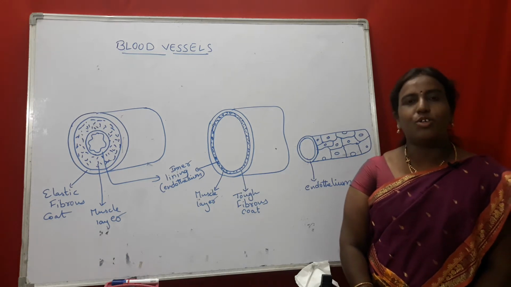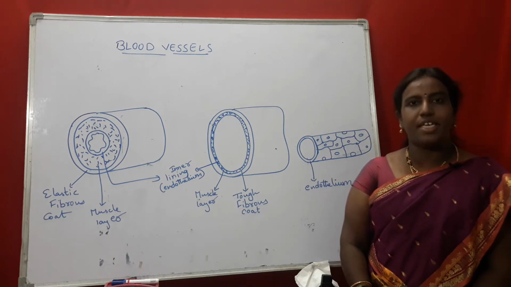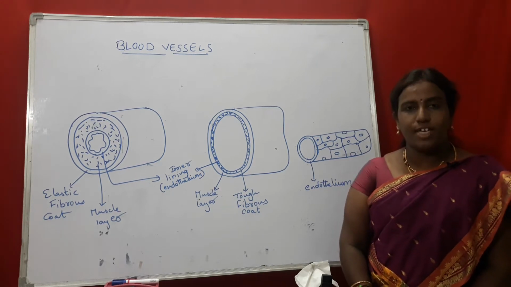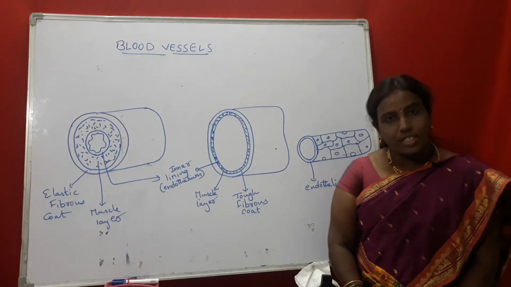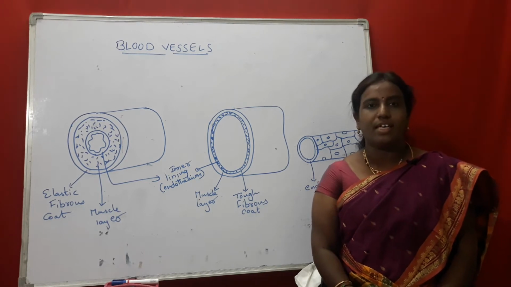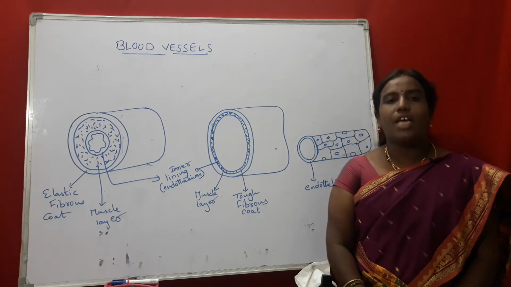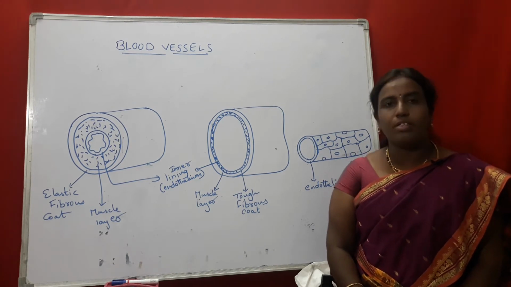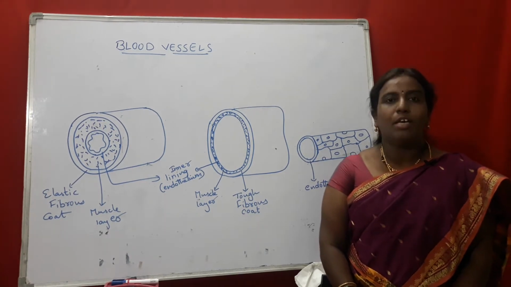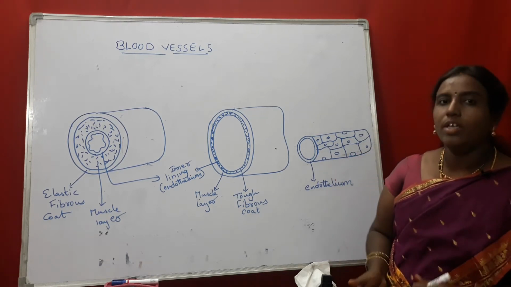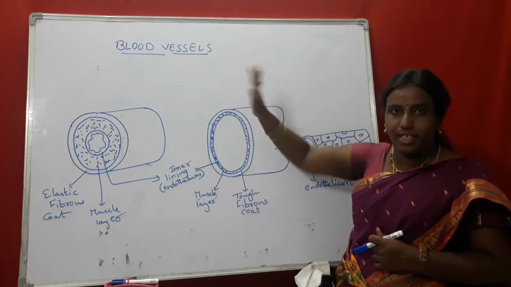Hello children, good morning. Today we will learn about blood vessels which are present in our human body. What are the different types of blood vessels? What are their functions? In previous classes we have seen that the heart is the main pumping organ, a pulsatile organ, which helps to pump the blood to all the parts of our body. From the heart to all parts of the body, blood is pumped through pipelines called blood vessels.